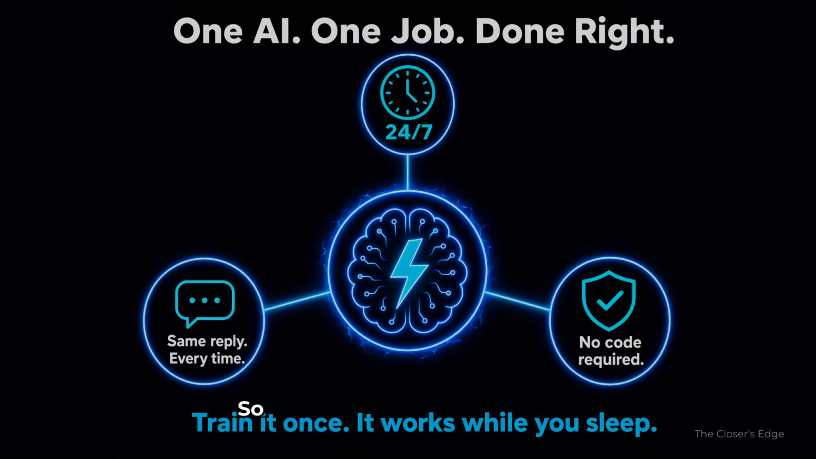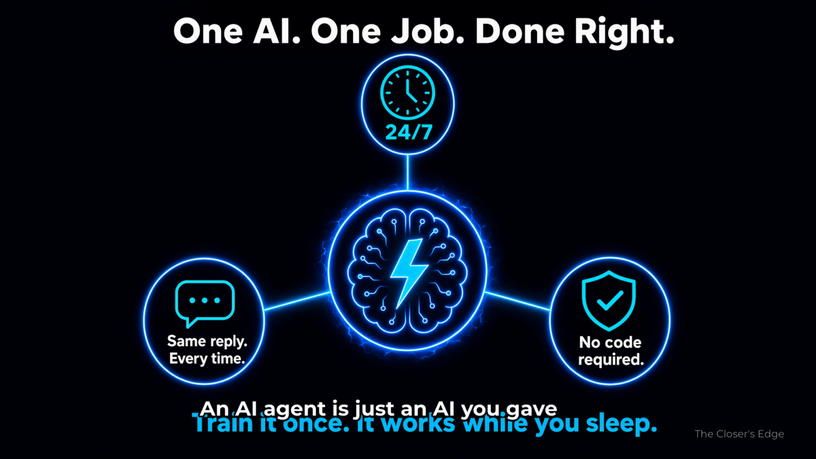Let's do it live. So what actually is an AI agent? Forget the tech buzzwords. An AI agent is just an AI you gave fixed instructions to. So it does one job, the same way, every single time, 24/7. Think of it like hiring a new assistant, training them once with your exact script, and then they handle it forever while you sleep. That's all this is.